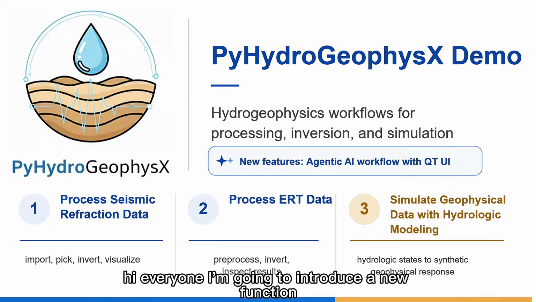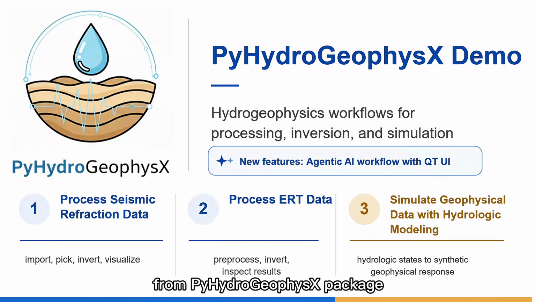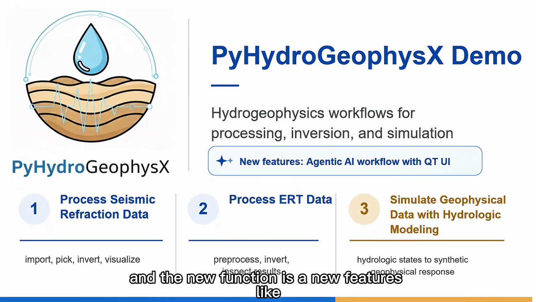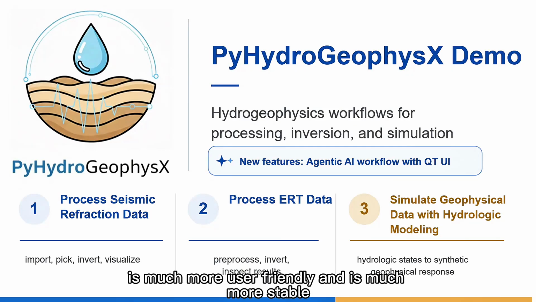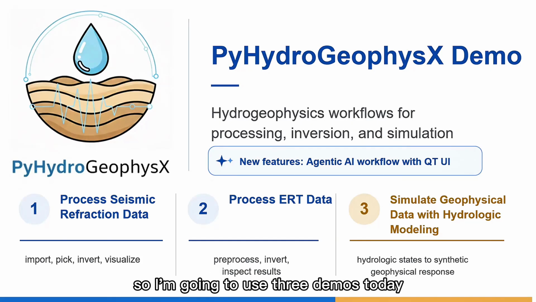Hi everyone, I'm going to introduce a new function from the PyHydroGeophysX package. The new feature is that we can use the Agentic AI Workflow in a Qt-based user interface. It's much more user-friendly and much more stable. So I'm going to use three demos today.